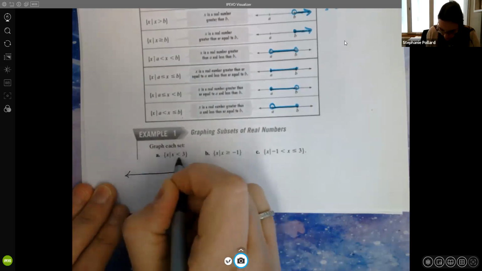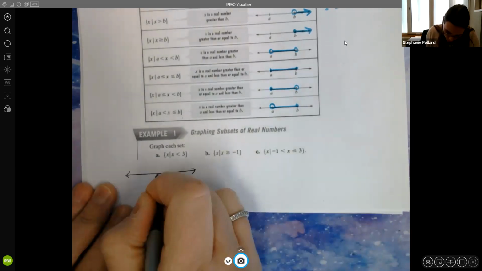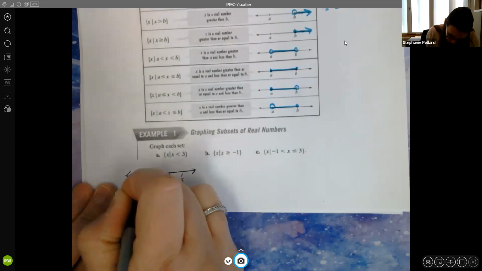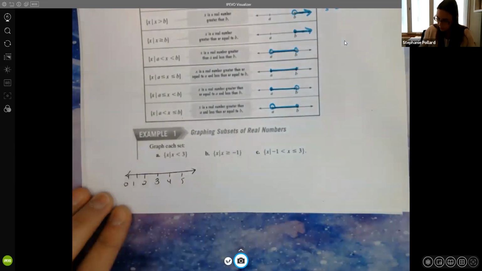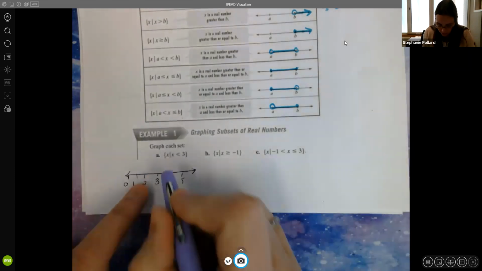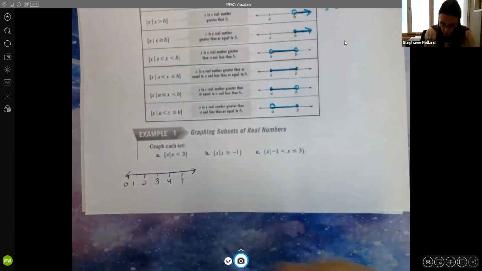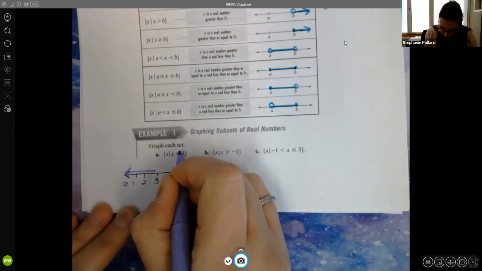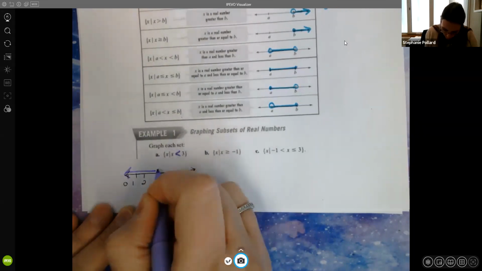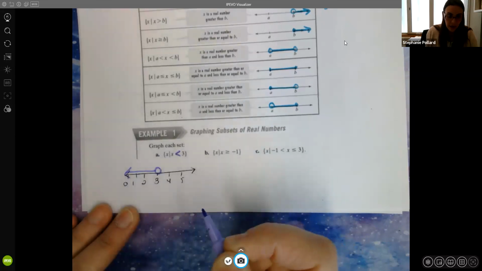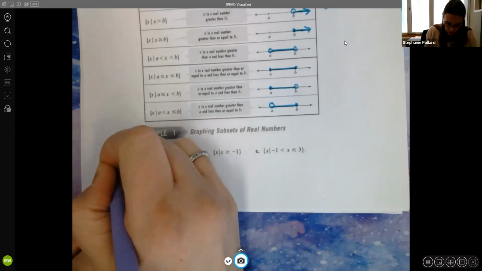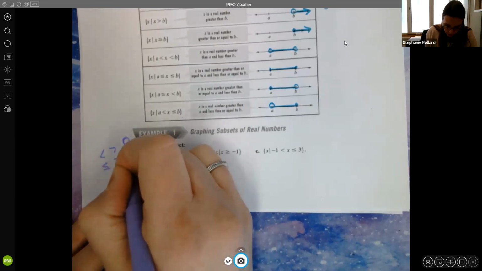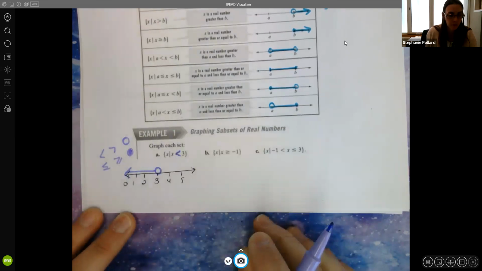Now, notice I'm looking at x values less than 3. So you don't need to put all the numbers here. I'm just going to put a few in. I want values that are less than 3, so I want numbers that are smaller than 3. So I'm shading this way. And because it's a less than sign, I'm going to use an open circle, right? So less than, greater than, get that open circle. Less than or equal to or greater than or equal to, get that closed circle.